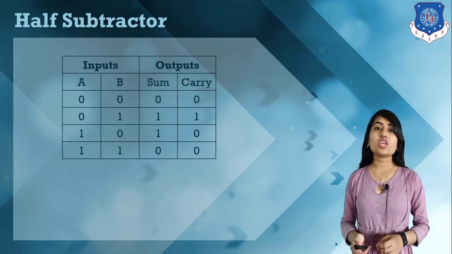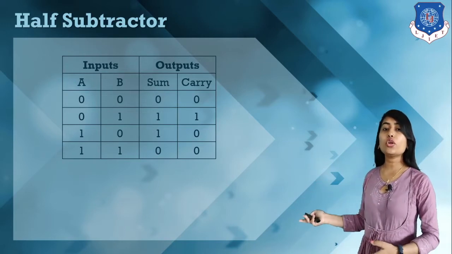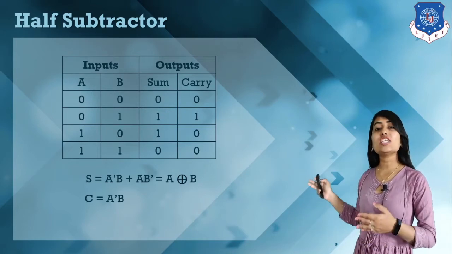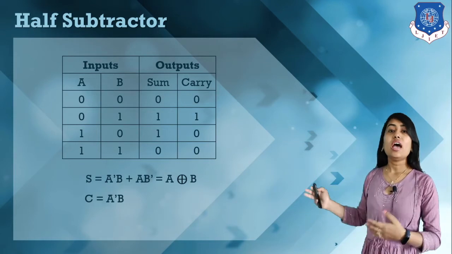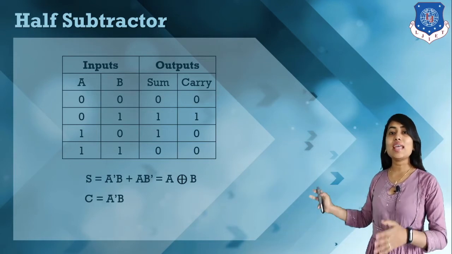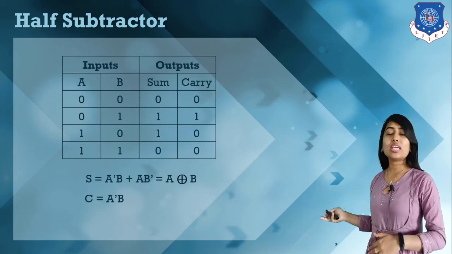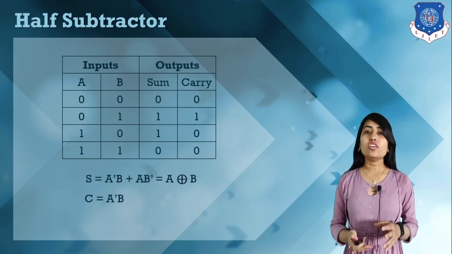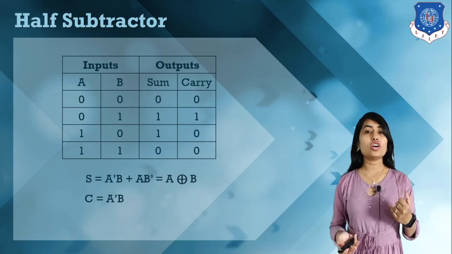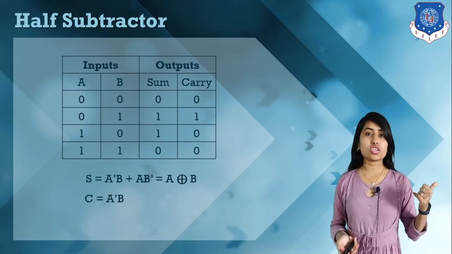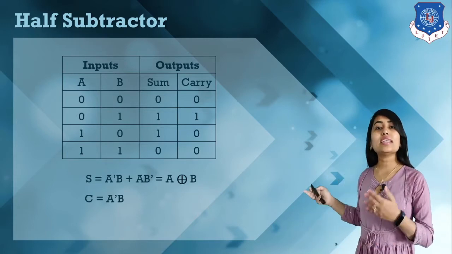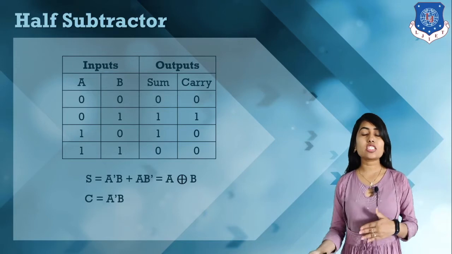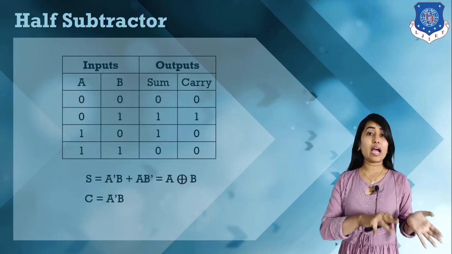Now let's write the equations for difference and borrow. For difference, we have A'B plus AB', that is A XOR B, and for borrow we have the equation A'B. So by inverting the second input, we can convert subtraction into addition. In addition we have the carry equation C equals AB, while here we have the borrow A'B. So by complementing this bit, we can convert an adder into a subtractor.